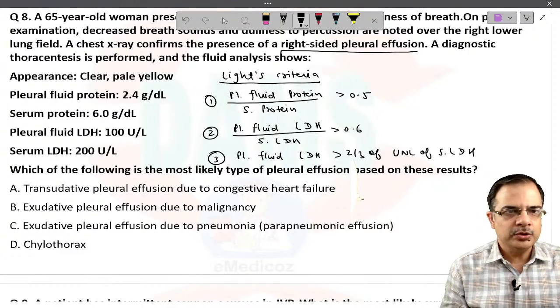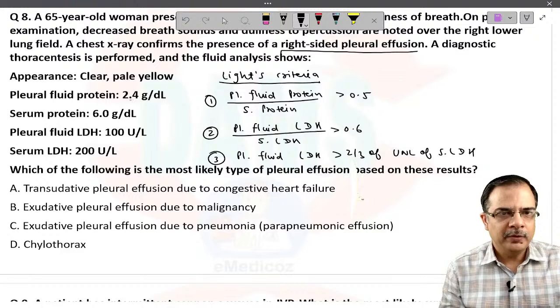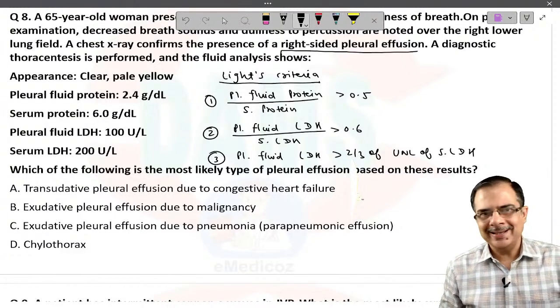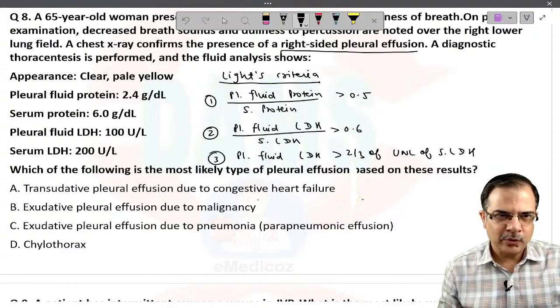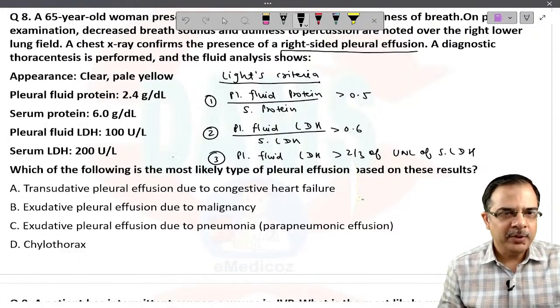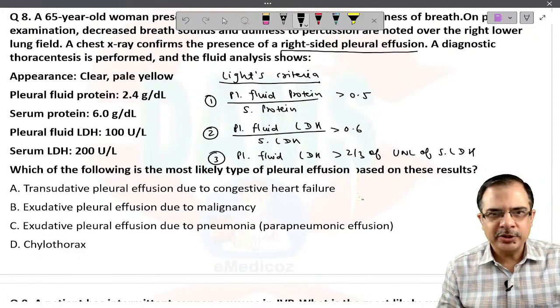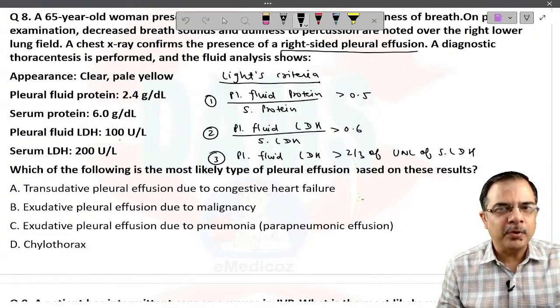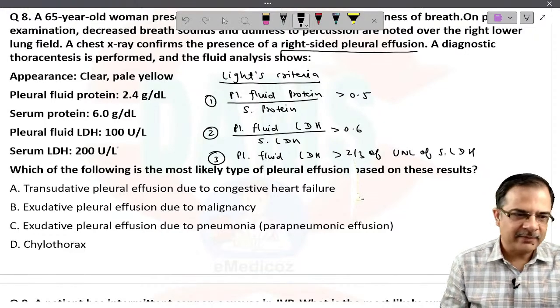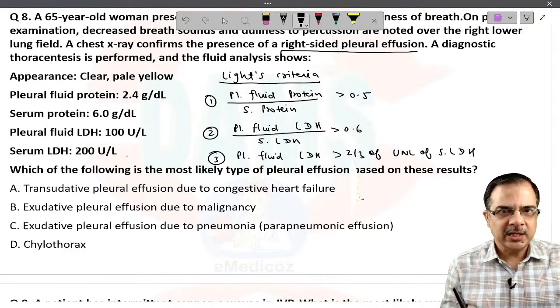So if we put those in the value, like pleural fluid protein is 2.4 and serum protein is 6, if we calculate, the value will come out to be, I think, 0.4. And pleural fluid LDH is 100, serum LDH is 200. So this will come out to be 0.5.